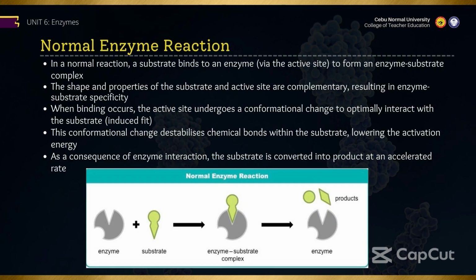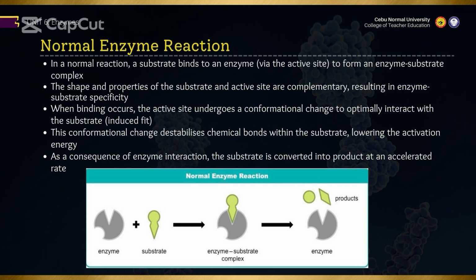But before that, I'm going to show first how a normal enzyme reaction happens. So here, in a normal reaction, a substrate binds to an enzyme via the active site to form an enzyme substrate complex. And the shape and properties of the substrate and active site are complementary, which means they are meant for each other, resulting in enzyme substrate specificity.